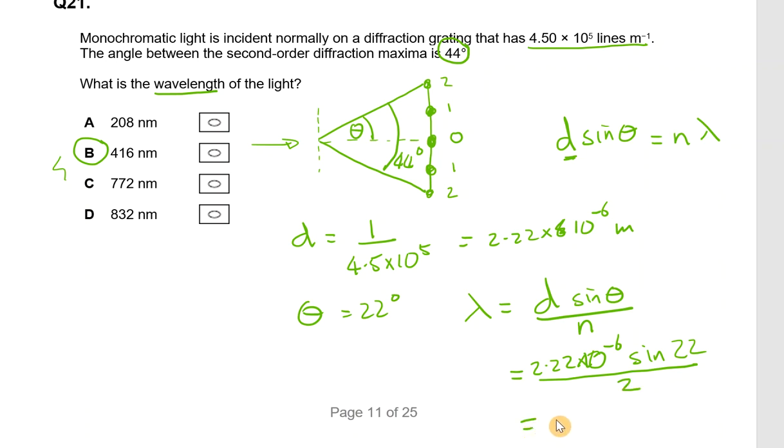If you put all those numbers into your calculator, you'll get an answer of 4.16 times 10 to the minus 7 metres. Well, that's the same as 416 nanometres. The answer is B.